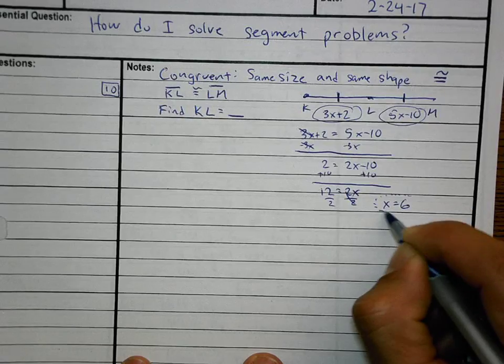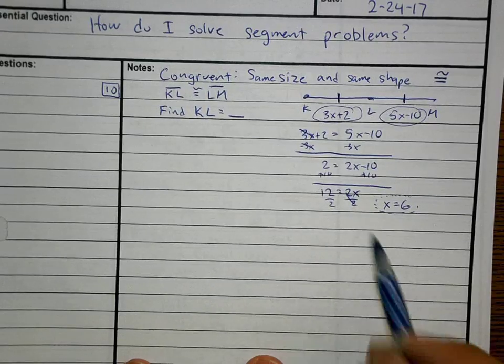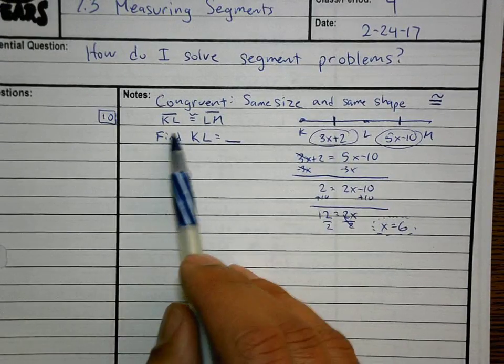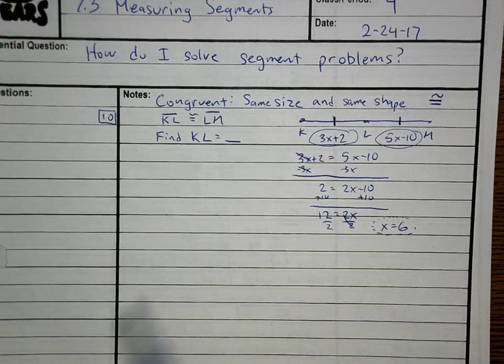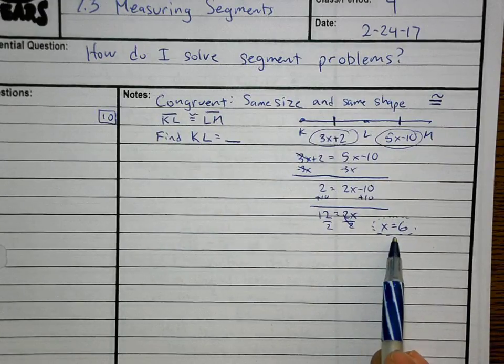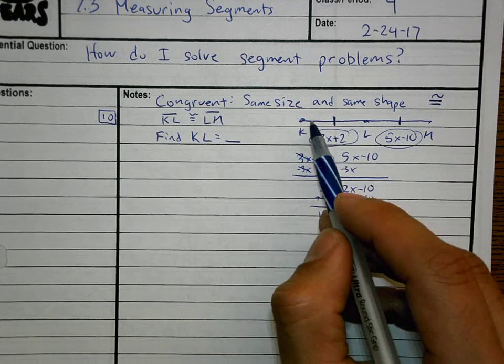This is not the answer, though. X equals 6 is what x is that will make this piece the same as that piece. What did they ask us to find when we started the problem? And we found x. This is going to allow us to find KL. Now we can figure out what it is. How do I figure out what KL is?